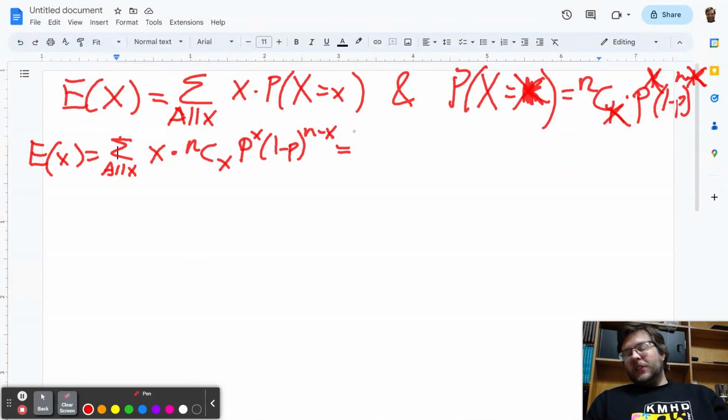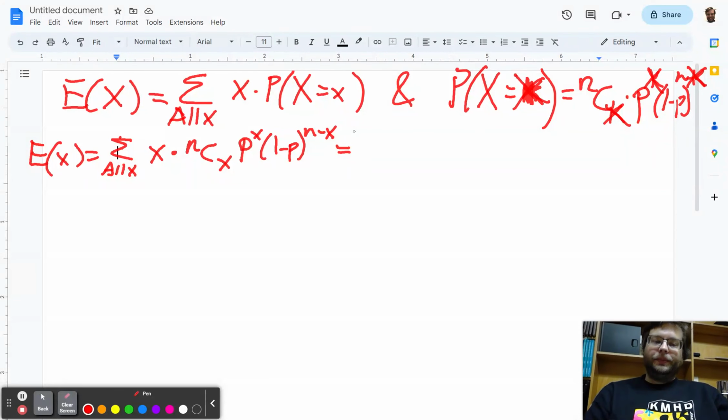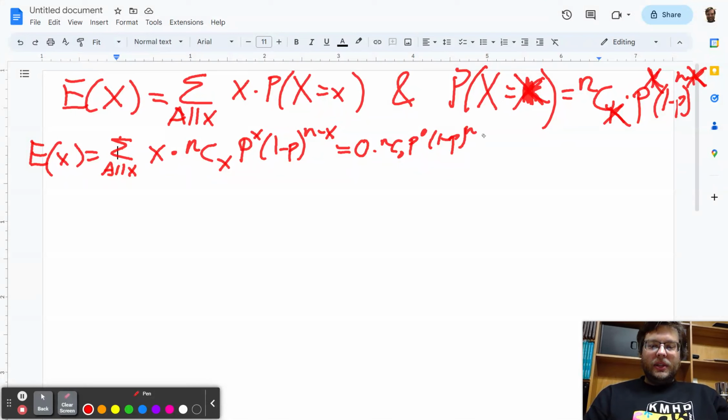The first possibility is 0, that you flip a coin a bunch of times, you get 0 heads, or you get 0 sixes. So the first possibility is 0 times n choose 0, p to the 0, 1 minus p to the n. Not a lot interesting happening there. The next possibility is 1 times n choose 1, p to the 1, 1 minus p to the n minus 1. The next possibility is 2 times n choose 2, p to the 2, 1 minus p to the n minus 2, etc., etc., etc.